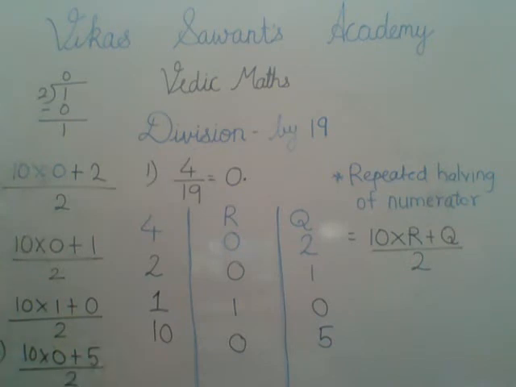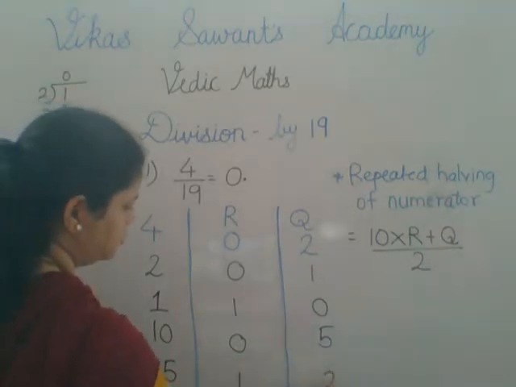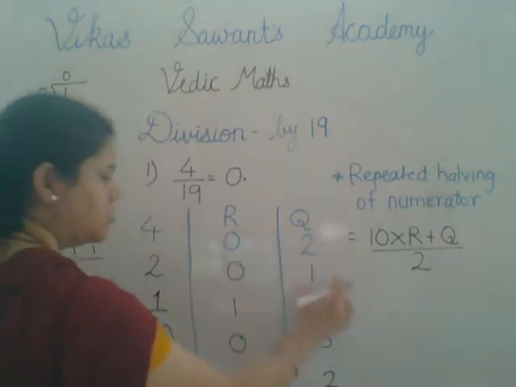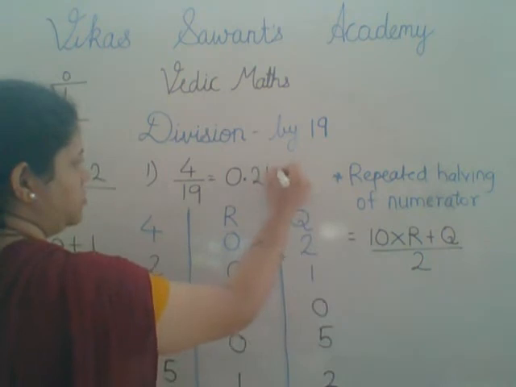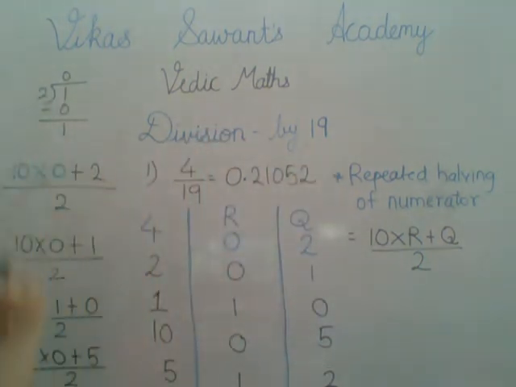Now it is 5 divided by 2. So here we are having 5 divided by 2. We get remainder as 1 and quotient as 2. So here we get our answer. This quotient part, we'll write it down: 21052. So 4 divided by 19 is nothing but 0.21052. Are you getting it?